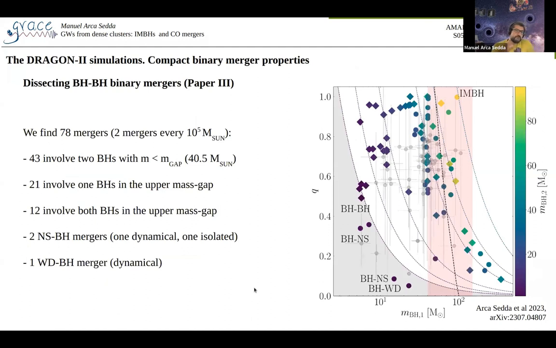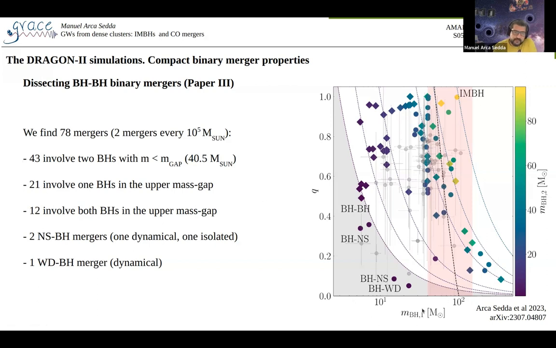In the last few minutes, I will talk about the main channel through which NBHs form, which is black hole binary mergers. This is discussed in paper 3. What you have seen until now is discussed in paper 2. So in our simulations, we found 78 mergers, meaning that we find around two mergers every 10^5 simulated solar masses. I dissected the population into these numbers here, but I think that the plot is more instructive.